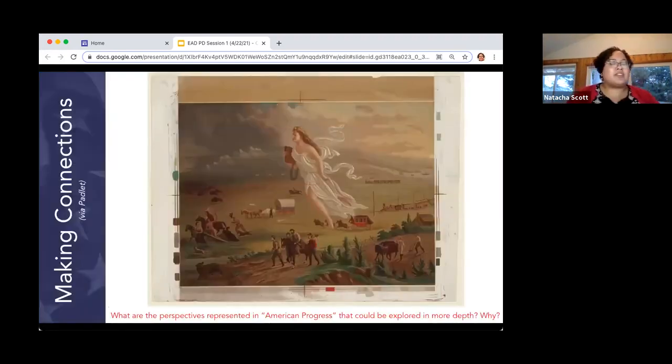Now, of course, you can't come to a session and not look at some primary sources just for fun. Okay, so as we think of this image of American progress, on Padlet, I think we're on Padlet number 4 now. As we think about Padlet number 4, thinking about what are the perspectives represented in this image that could be explored in more depth, in general, not more depth because we haven't started, but could be explored in depth. So take a minute, look at the image, think about what characteristics that you see in this image could be explored in more depth as we think about this concept of westward expansion, manifest destiny, come to the surface, bubble to the surface through this image.